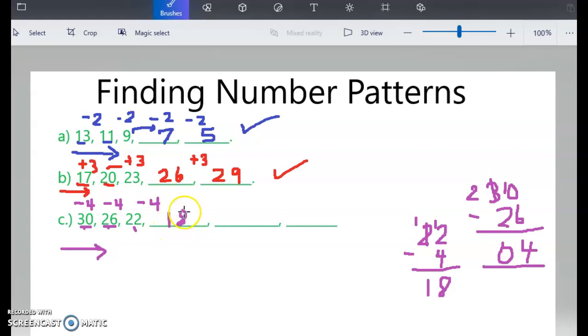Now in order for me to find my answer, I need to take away 4 again from that 18 to find that answer there. Now if I don't know how to subtract it in my mind, I can always work it out. But for this, I'm going to subtract it in my mind, right? So 18 take away 4 will give me 14.